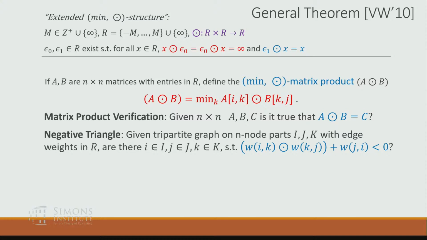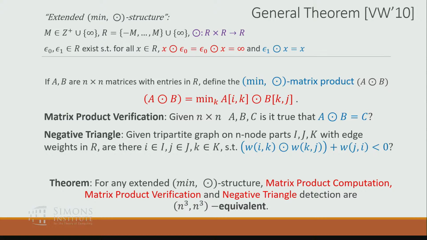And then you can define the negative triangle problem, which is given a tripartite graph with weights from this R. You can define the problem: does there exist i, j, and k, so that W_ik circle-dot W_kj plus, because we're over the integers over here, this plus is defined, is less than 0. This is exactly negative triangle if you think about the min plus product. And if you have that, you can prove this theorem that all these problems are subcubically equivalent. So if you have a subcubic time algorithm for any one of them, you can solve the other two. So you can prove these more general theorems. This is true. We like to focus on specific problems, but if you look at the reductions, they're true more generally.